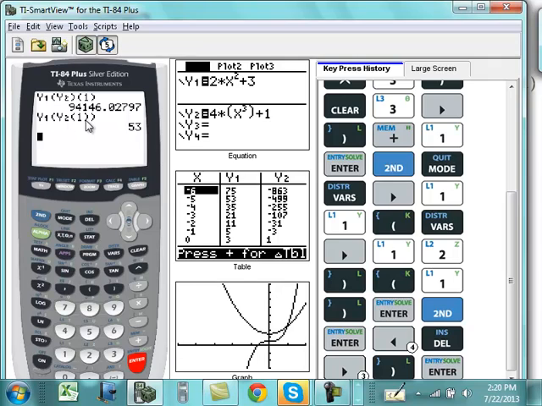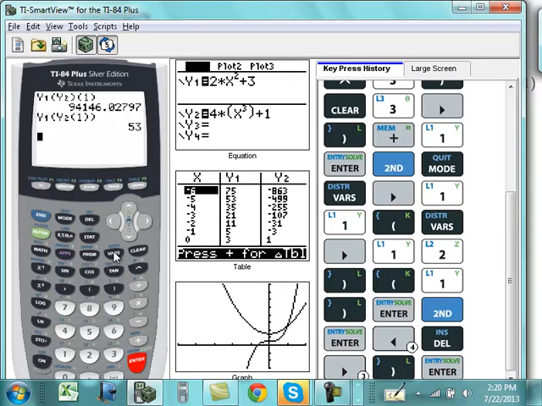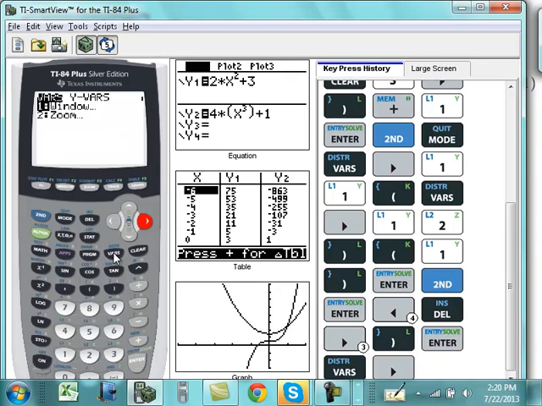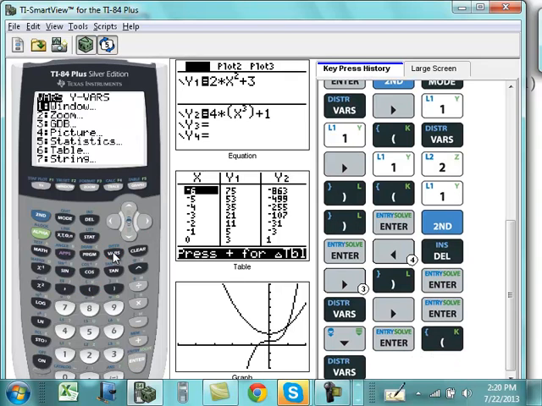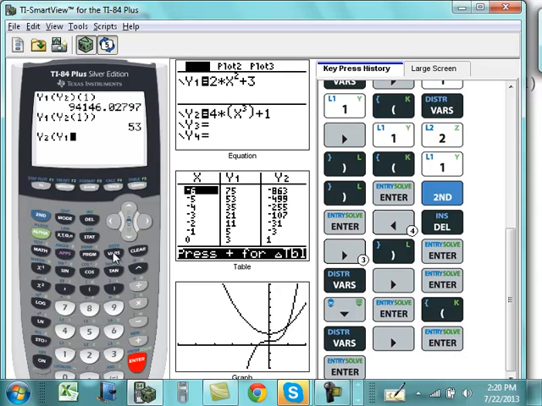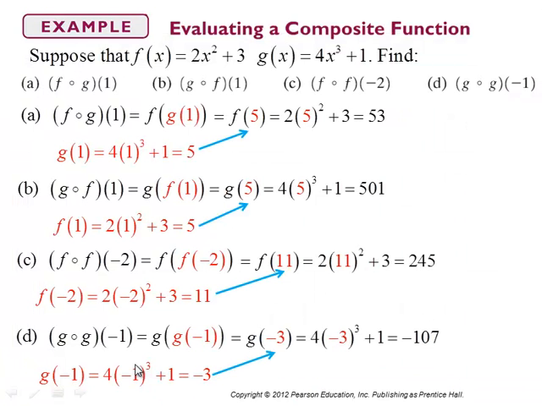Or if you wanted to do g of f of 1, on our graphing calculator, that means y sub 2 of y sub 1, and then enter, and that gets us 501, which is the same thing here.